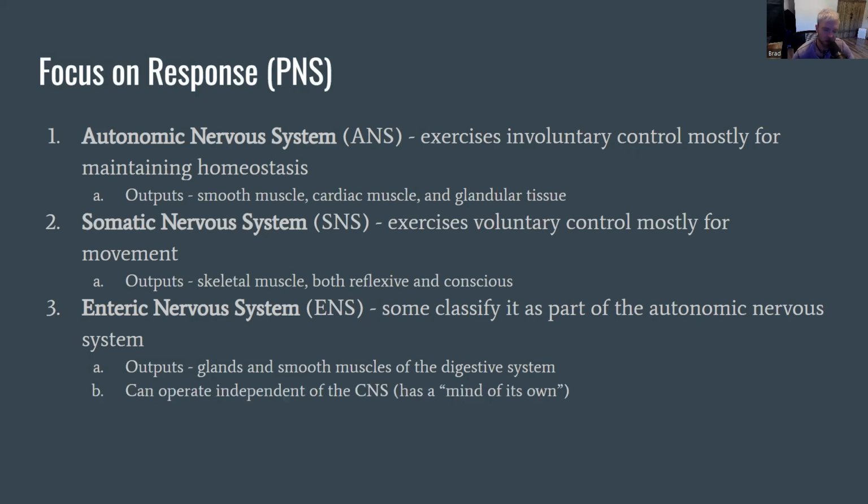And so the enteric nervous system doesn't actually need any signals from the central nervous system to do its job. It can digest food all on its own, and so that's why some people place it in its own little system, and some people will place it inside of the autonomic nervous system. But the best way to think about the enteric nervous system is that it has a mind of its own.